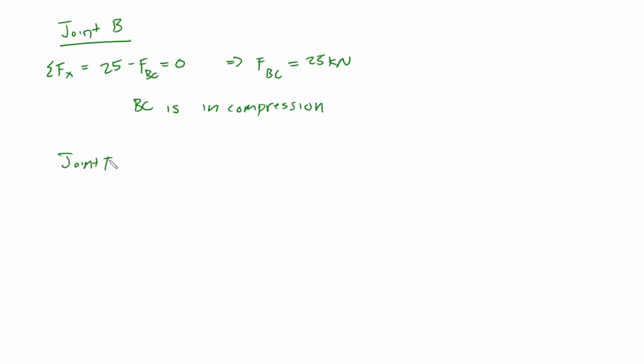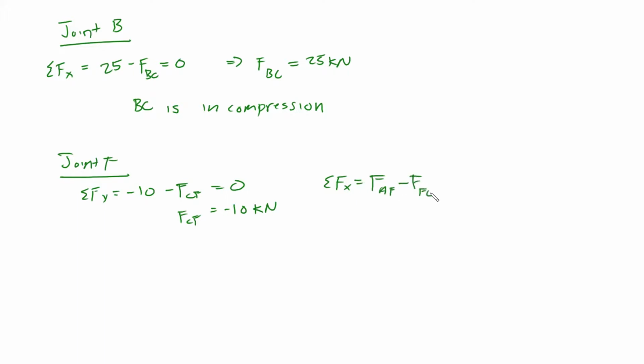So let's label that. For joint F, we get the sum of the forces in the y direction equals -10 minus FCF equals 0. So we get FCF equal to -10 kilonewtons. And then we have the sum of the forces in the x direction, which equals FAF minus FFE, and we set that equal to 0. So we get that FAF equals FFE, which we can use later on if we need to.